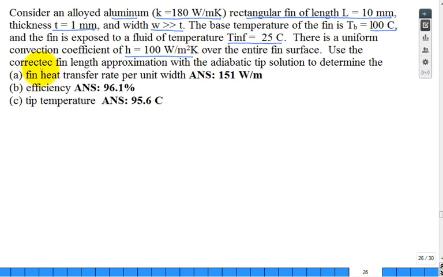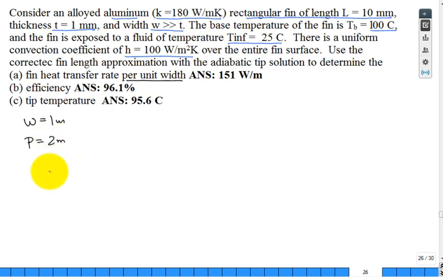Use a corrected length approximation with the adiabatic tip solution to determine the fin heat transfer rate per unit width. Now, anytime you have per unit width, what I would do is just pick W to be 1 meter or something like that, then work with it. And then your final answer would be, I picked 1 meter for the width. Okay, so if 1 meter is the width, what is the perimeter? 1 meter on the top, 1 meter on the bottom. 2W, that's 2 meters, right?